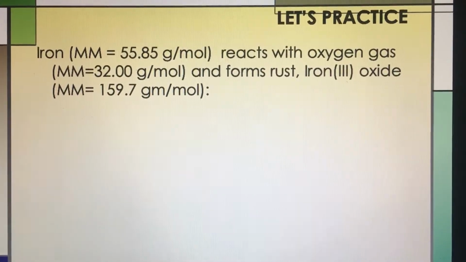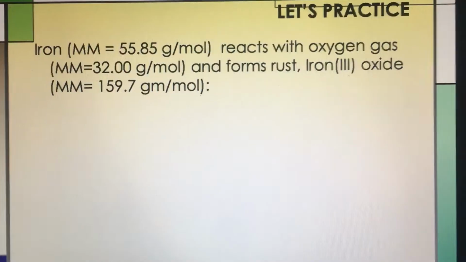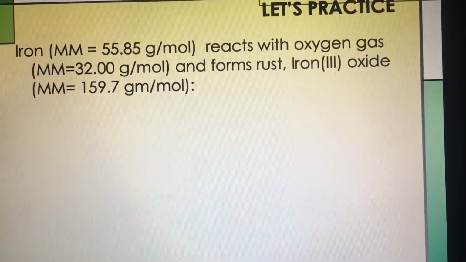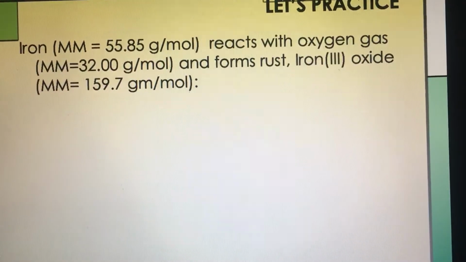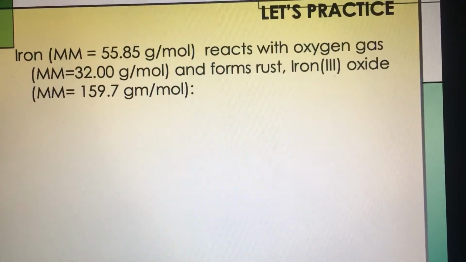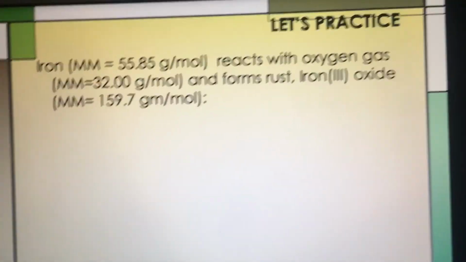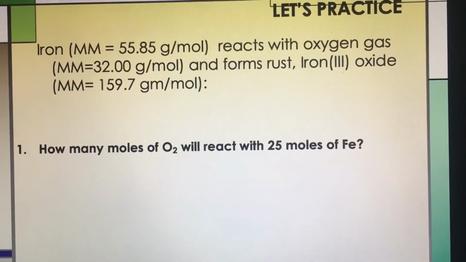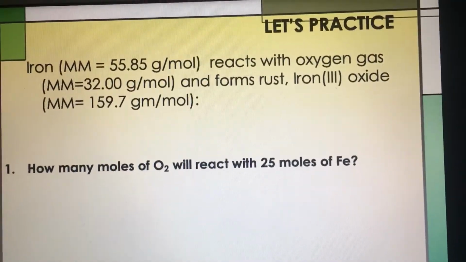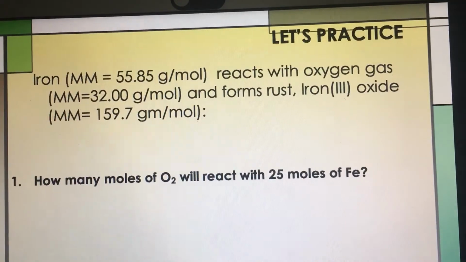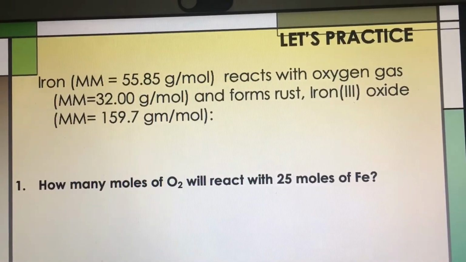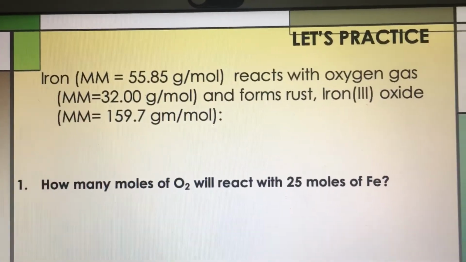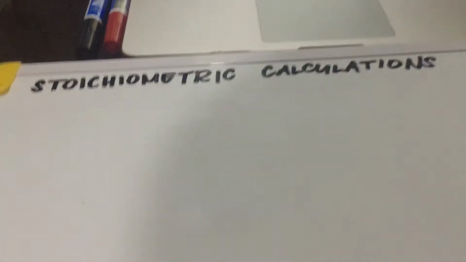Iron with a molar mass of 55.85 grams per mole reacts with oxygen gas with a molar mass of 32 grams per mole and forms rust, which has the chemical name iron(III) oxide. And you also see there the given molar mass. So the question is, how many moles of oxygen gas will react with 25 moles of iron? Alright, so a minute to look at the problem and internalize. What do you think is lacking in the problem? Okay, so there is a significant element lacking, and that is our balanced chemical equation.